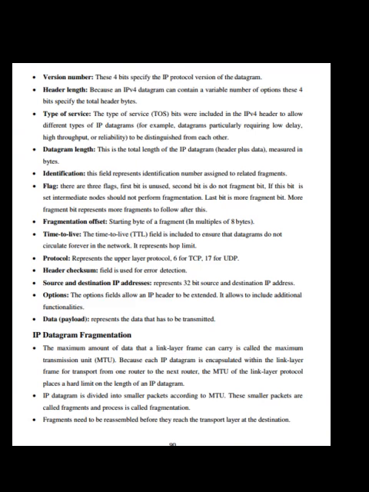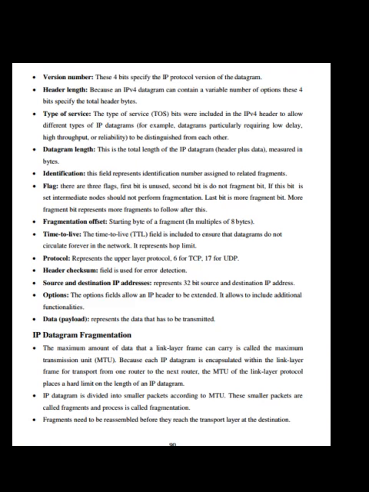Fragmentation offset. Starting byte of the fragment in multiples of 8 bytes. Time to live. The time to live TTL field is included to ensure that datagrams do not circulate forever in the network. It represents hop limit. Protocol represents the upper layer protocol. 6 for TCP and 17 for UDP.